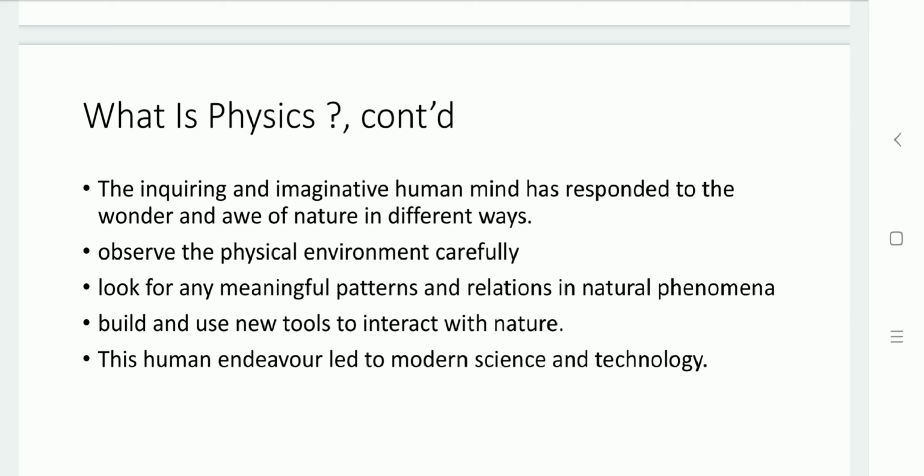We can build and use new tools to interact with it. This human endeavor led to modern science and technology. For that we first need to understand what modern science is, and later on we will understand the scientific methods and the technology of it.